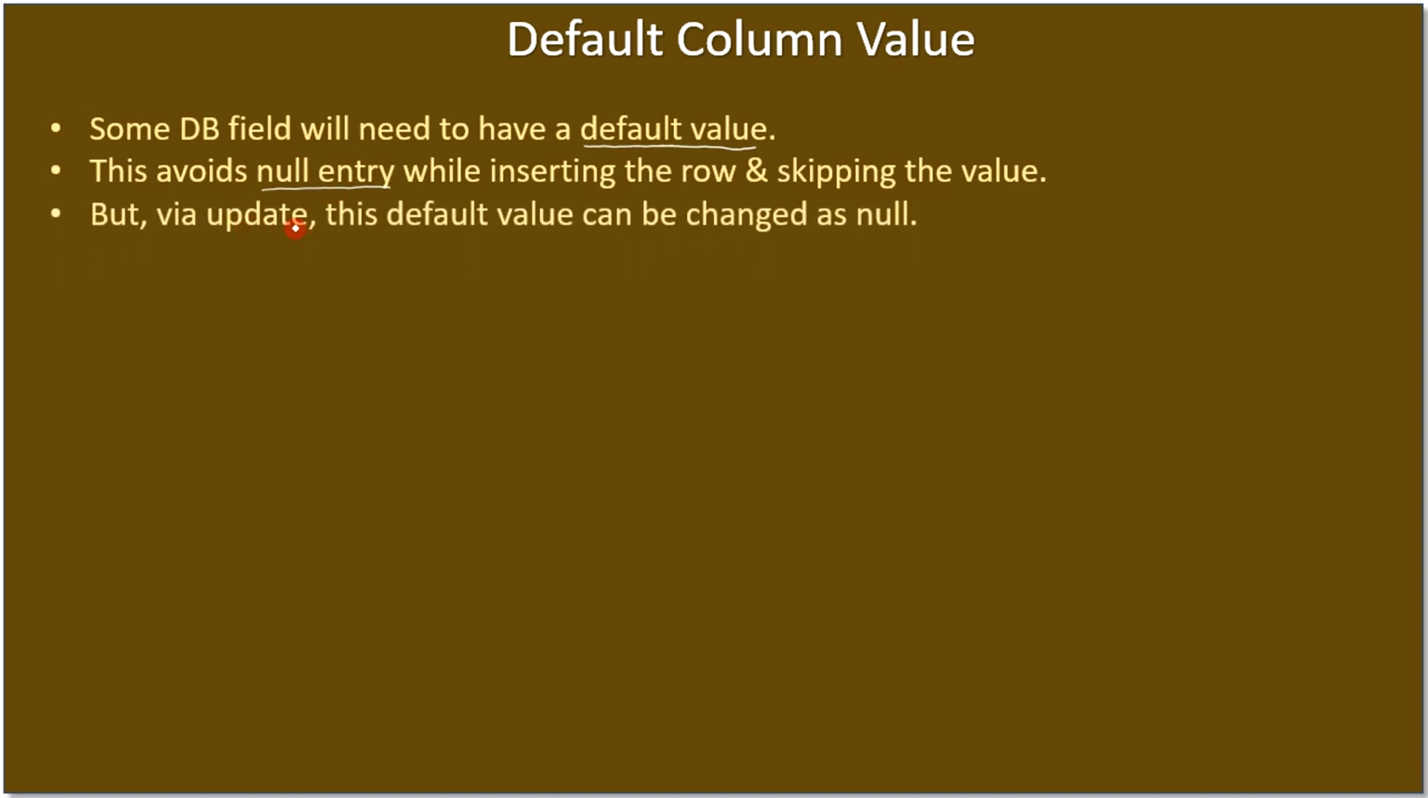But via update, you can change this default value to null. Why? Because if the column is not marked as not null, then it allows null. But the default constraint states that when a value is skipped, it will substitute the default. That's the two conditions. So if you perform an update and substitute null, it will still be allowed. While inserting the row, if you skip it, then the default will substitute it. That's what is called the default constraint.